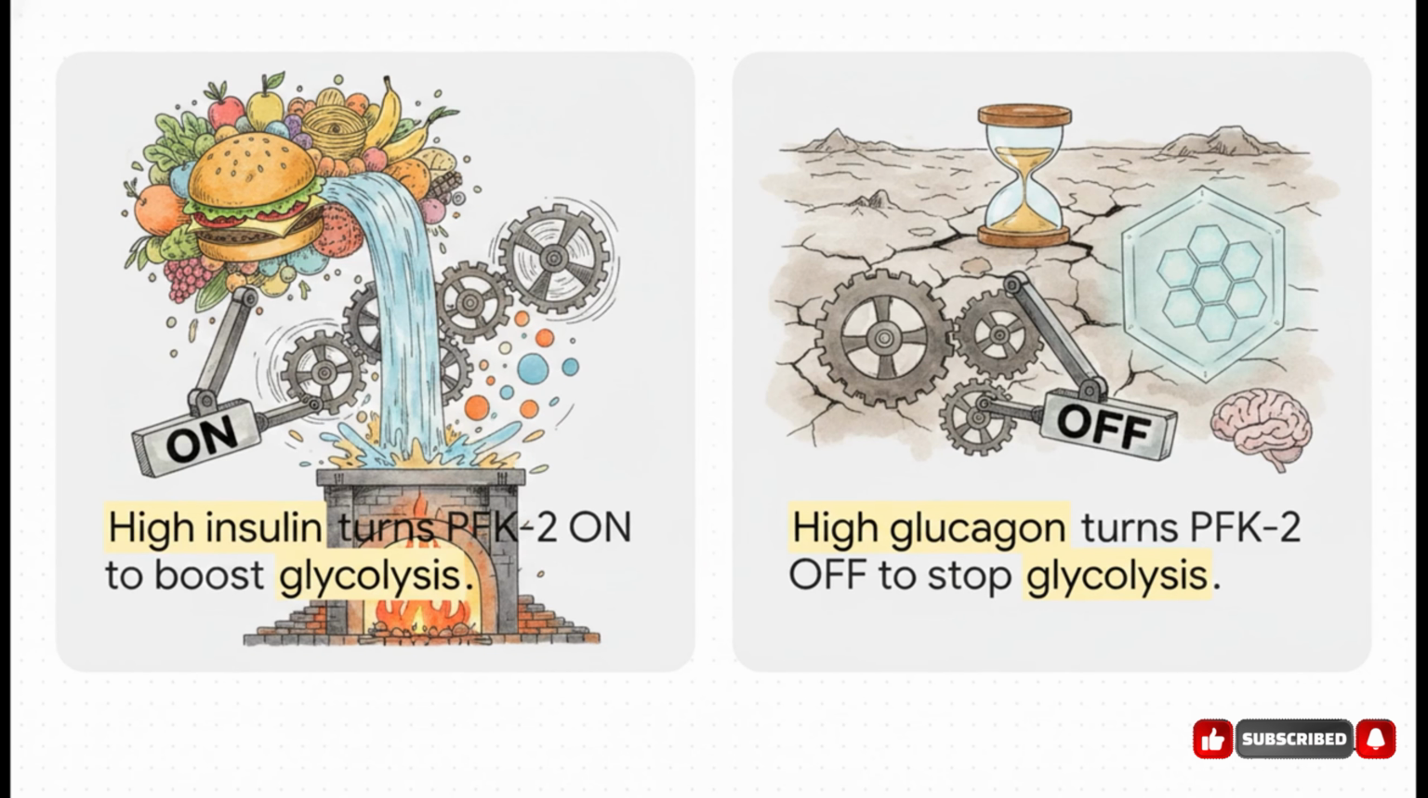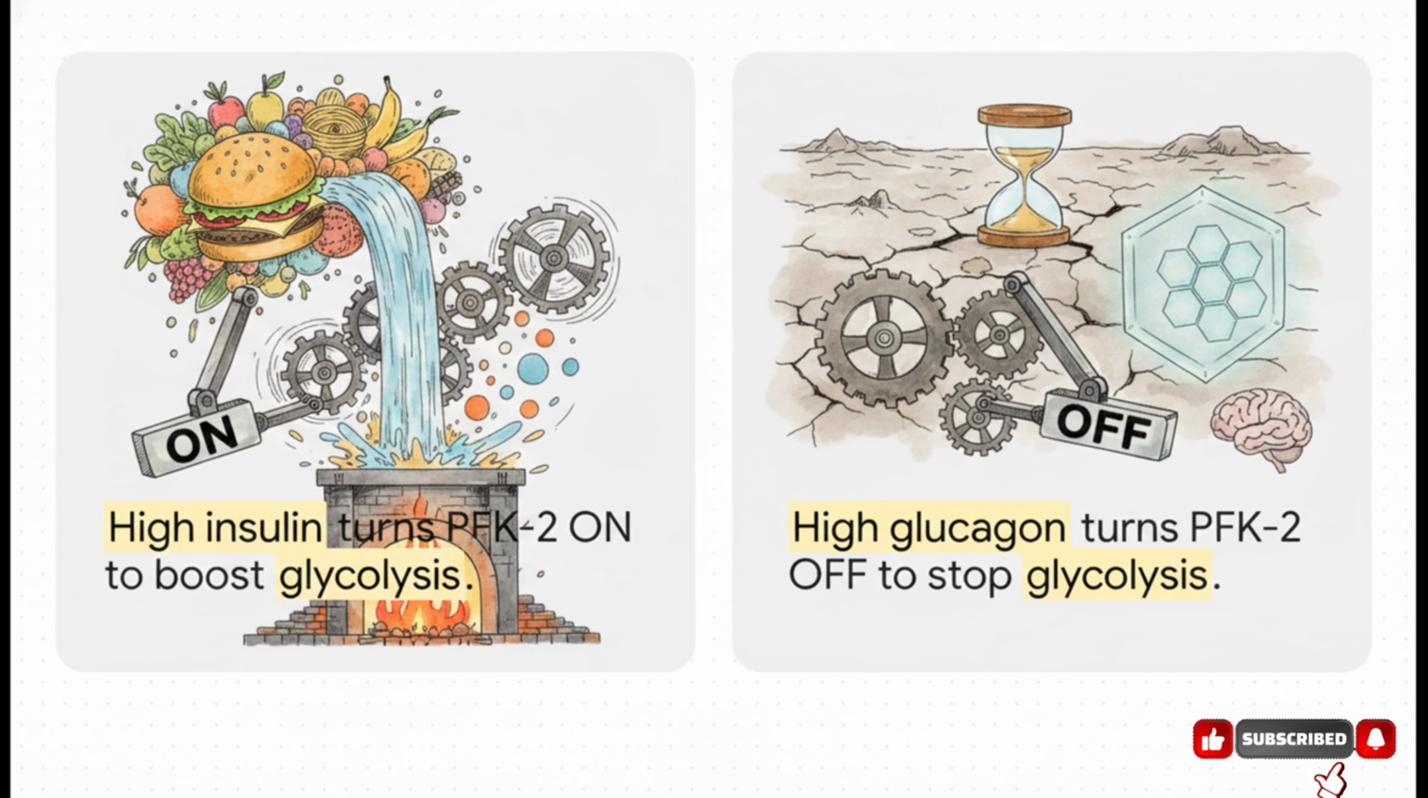Here is how your hormones actually use it. Think about the well-fed state. You've just eaten, so insulin is high and glucagon is low. This hormonal environment activates a totally separate enzyme called PFK-2 by dephosphorylating it. Active PFK-2 creates a massive flood of fructose 2,6-bisphosphate, which then violently kicks our master enzyme PFK-1 into high gear. The result? Your liver rapidly burns glucose.